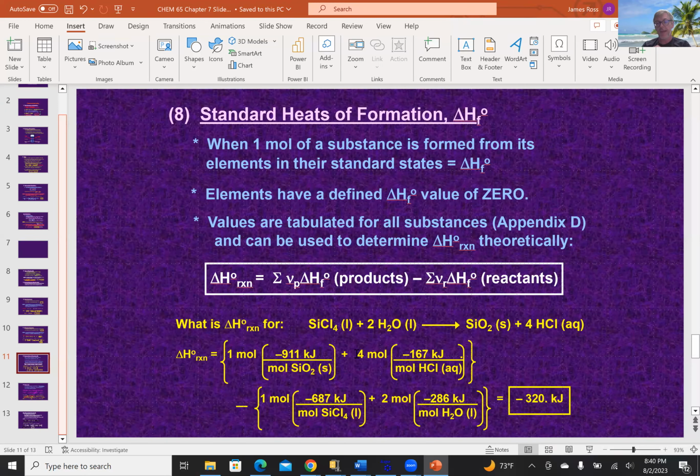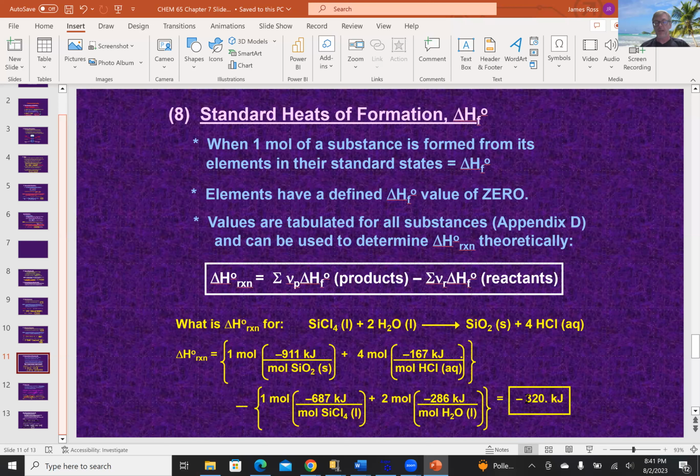I've got 1 mole of it, so I have 1 multiple of 911 kilojoules. I then add the enthalpy of formation of HCl. I look it up in a table, it's minus 167 kilojoules per mole. I multiply it by 4 moles because I have 4 in the balanced chemical equation. I subtract from that the enthalpy of formation of the reactants. Silicon tetrachloride is 687 kilojoules per mole, and I've got 1 mole's worth, so I multiply by 1. And then I also have 2 water molecules at 286 kilojoules per mole, so I multiply that by 2. Then I add up all those components and I get negative 320 kilojoules.